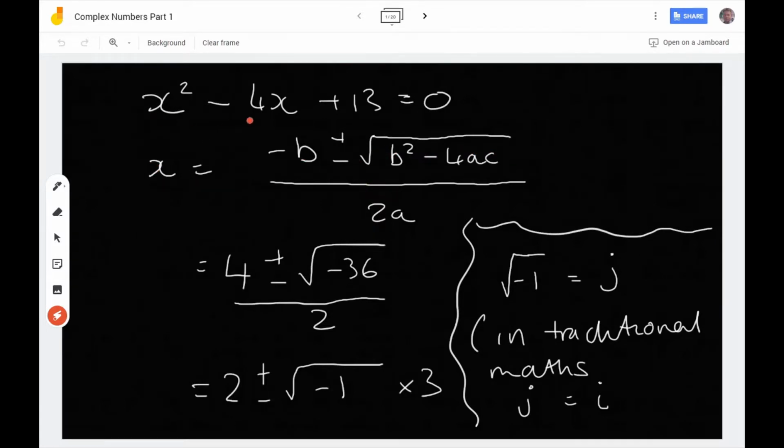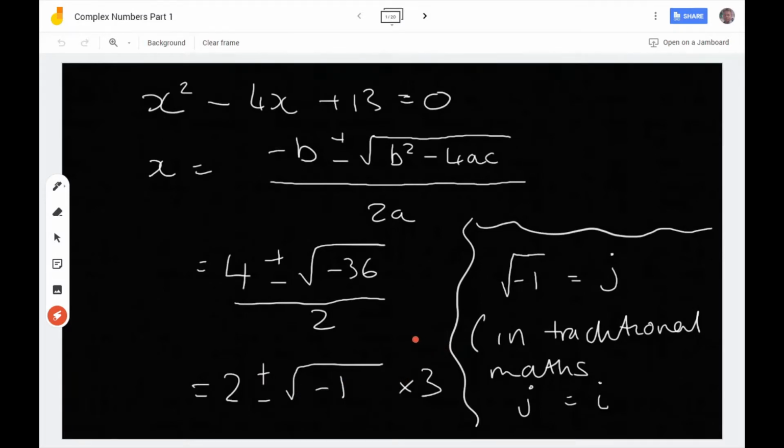So a in this case is 1, b is minus 4 and c is 13. Put those numbers in, crunch it down, and we end up with this at the bottom. Okay, so don't worry too much about how we get from here to here. That's just sort of a separate session. But this one here leaves us with this problem here. We've got 2 plus or minus the square root of minus 1 times 3.